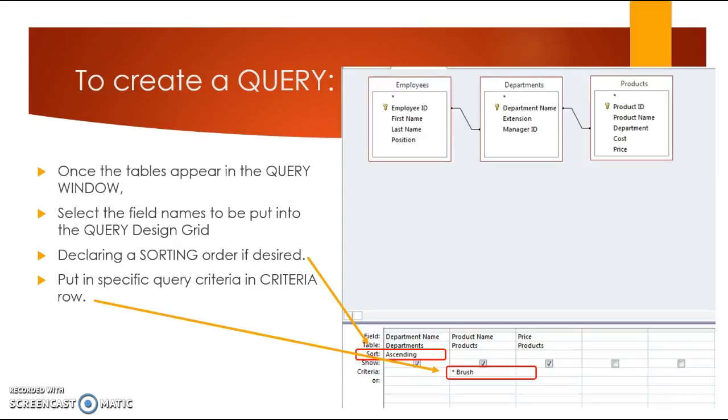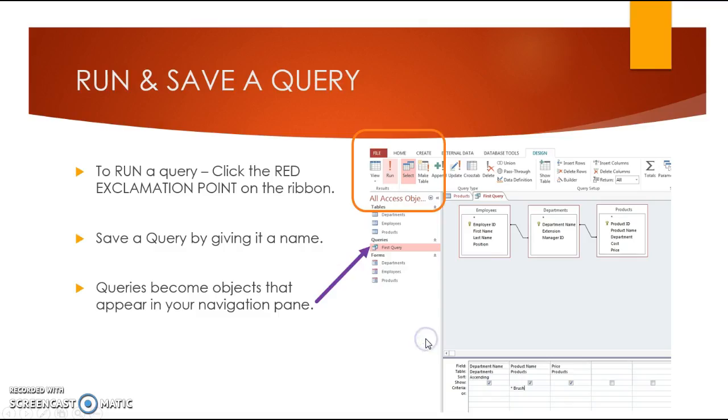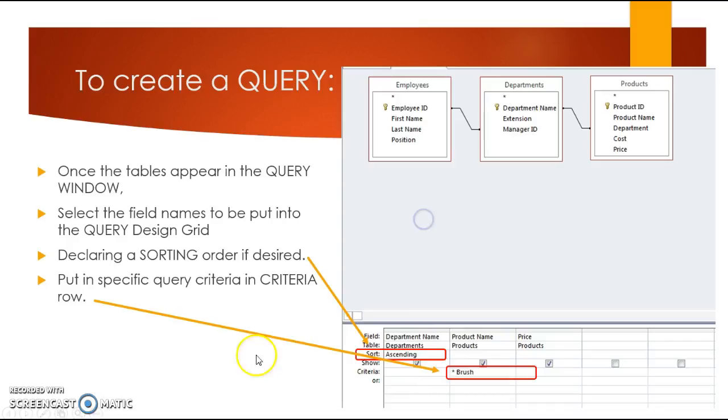Now, we are going to select field names by either double-clicking on them, or we can click and drag by just holding our mouse down on a field name and dragging it down into the field position. Either one of those will work. So I'm going to select field names to be put in the design grid, and then if I want it to be sorted in a certain order, A to Z or Z to A, I'm going to choose a sort order in one of those field name columns.